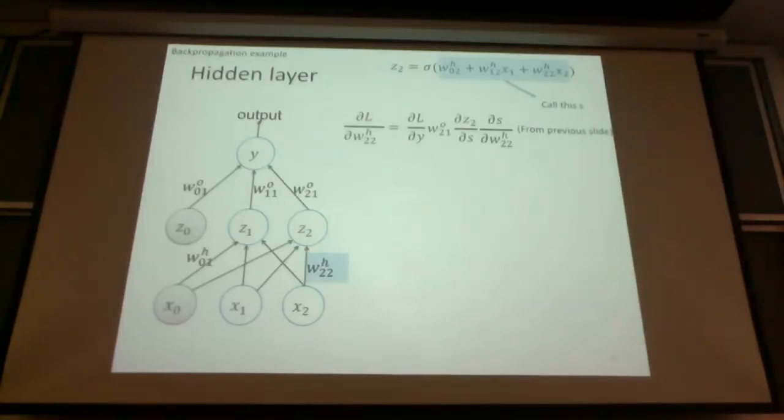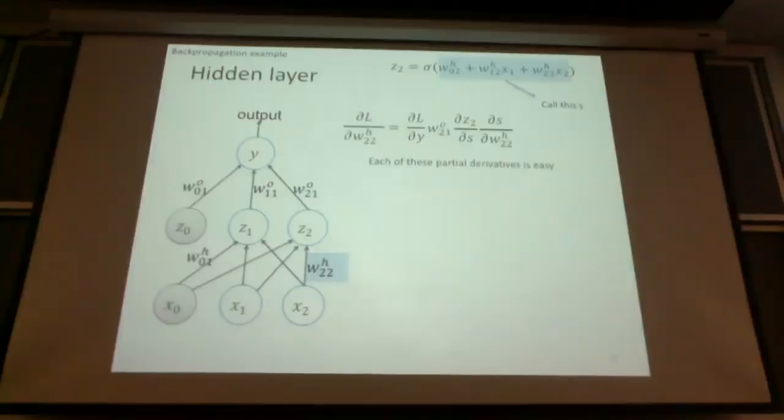Now, removing all the other stuff and just showing you the final thing. The partial derivative of L with respect to the weight is the product of the derivative of L with respect to Y, that's this thing here, times this weight, that's this here, times the derivative of Z2 with respect to S, times the derivative of S with respect to the weight that I care about. So what we have is, I want the derivative of L with respect to a certain edge. And what I do is basically I keep tracing the path back till I get to the edge, and I multiply all the partial derivatives. That's what I've done here. I've multiplied all the partial derivatives.